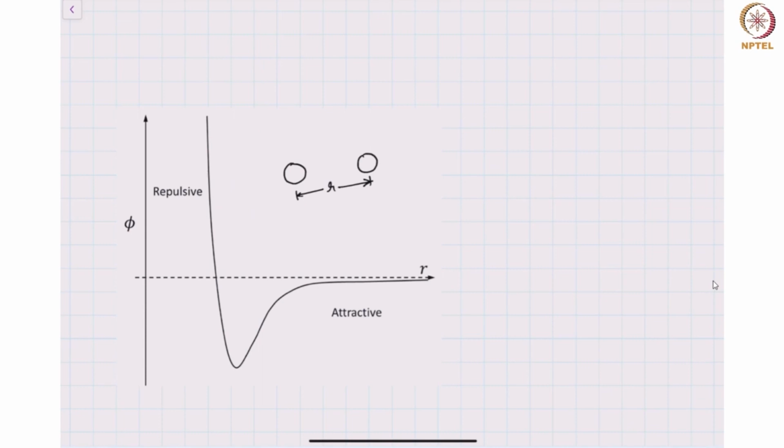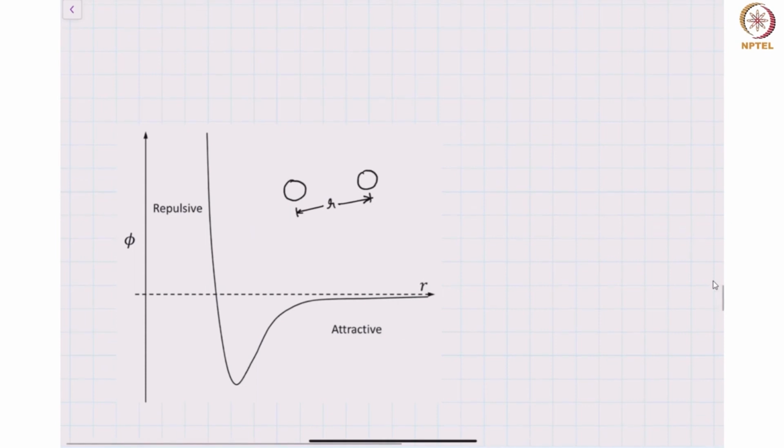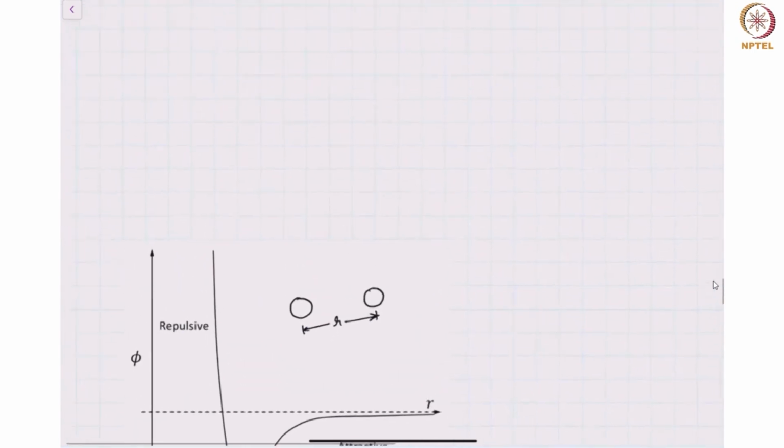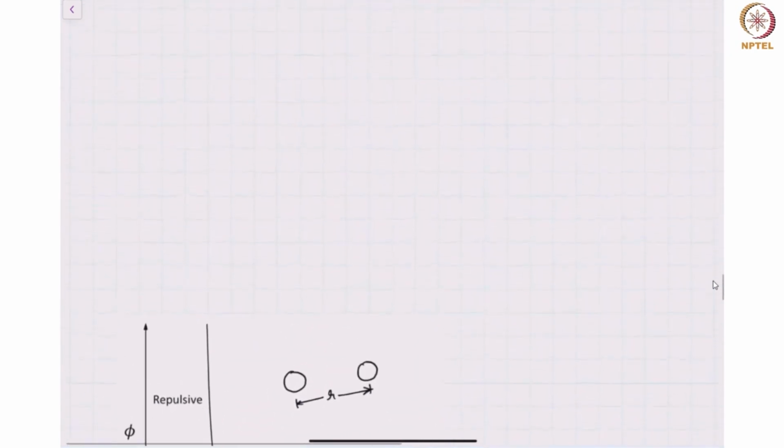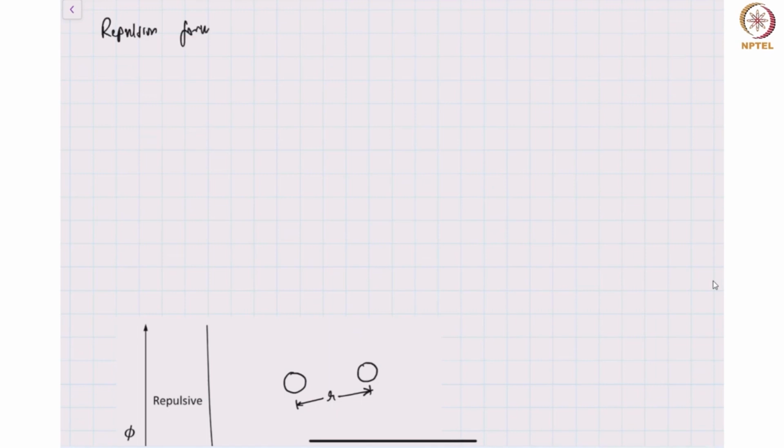But that's not my goal. I want you to keep this picture that repulsion forces are very short range, whereas attractive forces are slightly longer range. So let me write that down. It's worth writing this down. Repulsion forces, very short range.